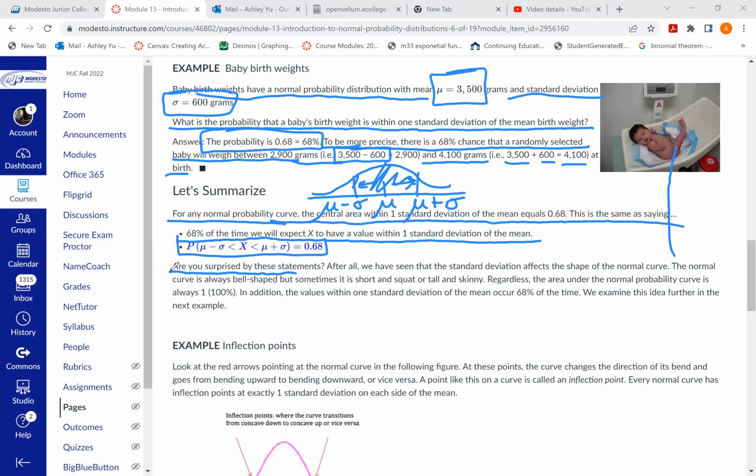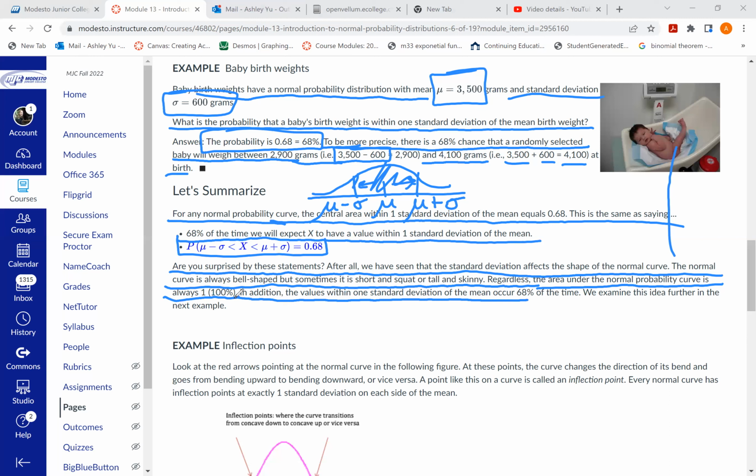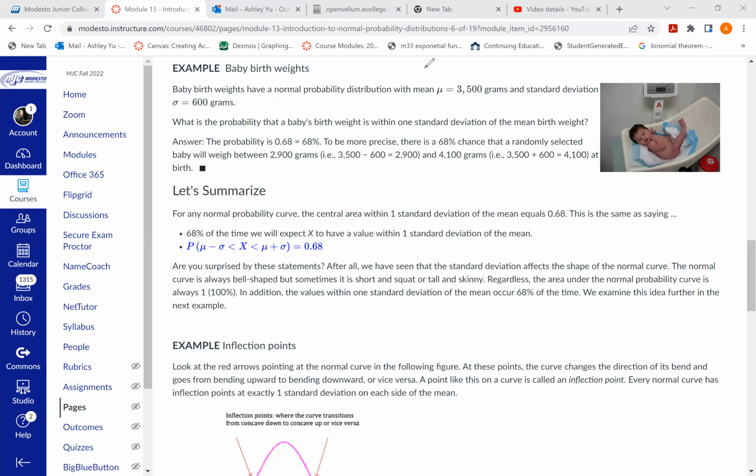Are you surprised by these statements? After all, we have seen that the standard deviation affects the shape of the normal curve. The normal curve is always bell-shaped, but sometimes it's short and squat, sometimes it's tall and skinny. Regardless, the area under the normal probability curve is always 1, in other words, 100%. In addition, the values within 1 standard deviation of the mean occur 68% of the time. We examine this idea further in the next example. Okay, let's move down.